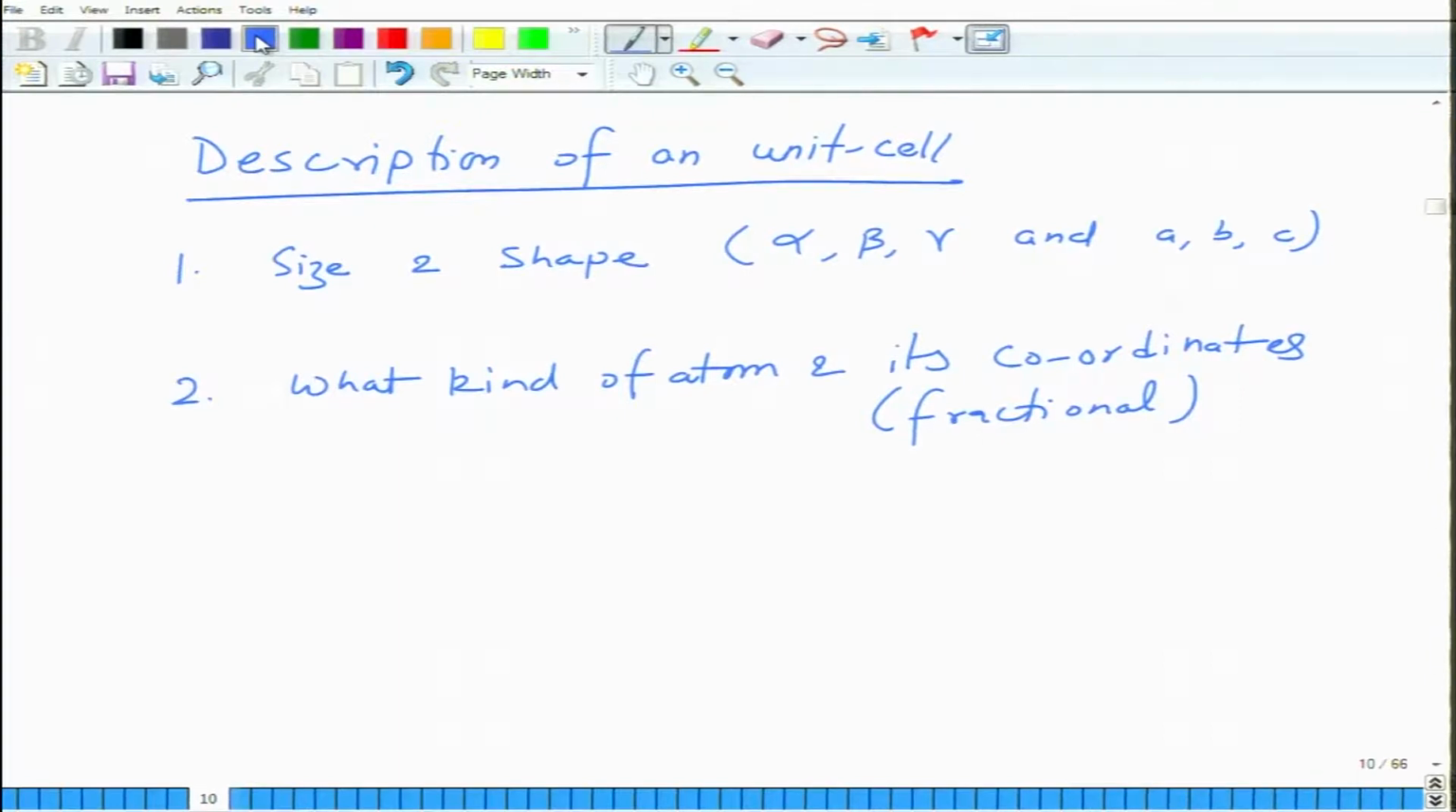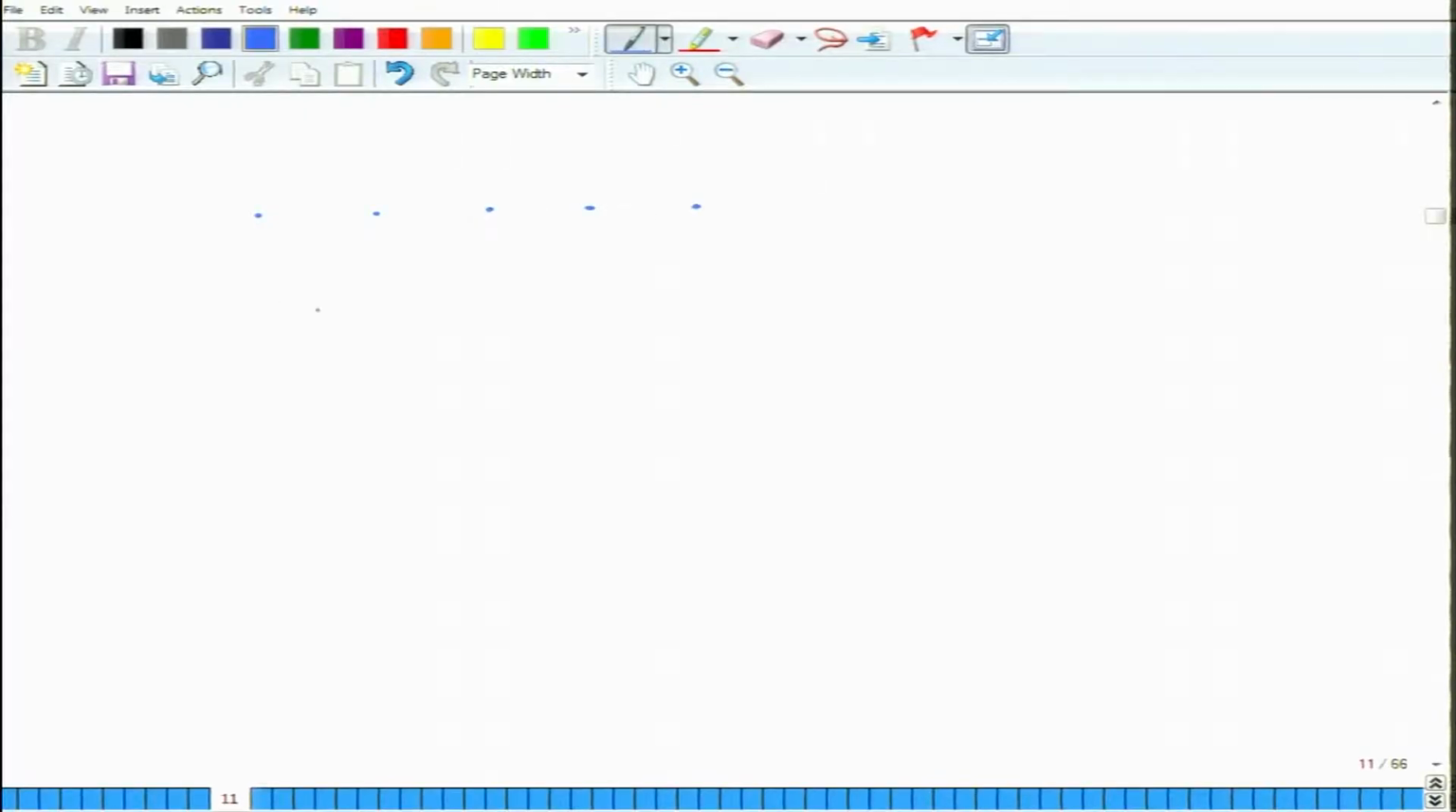Now, we have seen that A, B, C are the lattice parameters, alpha, beta, gamma are the interaxial angles or angles between the edges. The unit cell can also be defined in a little bit more quantitative manner. So, if you have an arrangement of points like this in space, you have to first define an origin. Okay, let us say this is the origin O. Okay, and then here you can choose a lattice vector R.